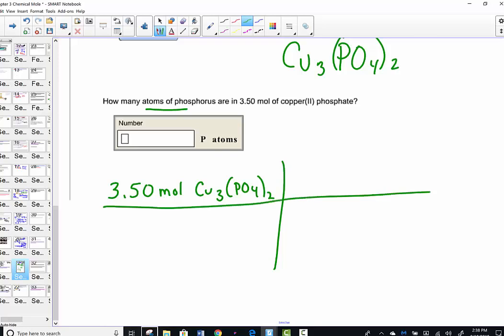I'll set up a series of conversions that cancels the mole and brings me to the number of individual particles. And that's Avogadro's number, right? Counting is Avogadro. And what I'm counting is this ionic compound. Anytime you crisscross charges, they're built of ions, and their building blocks are called formula units. The compound is called a formula unit. We know that there's an Avogadro's number of copper 2 phosphate formula units per mole.